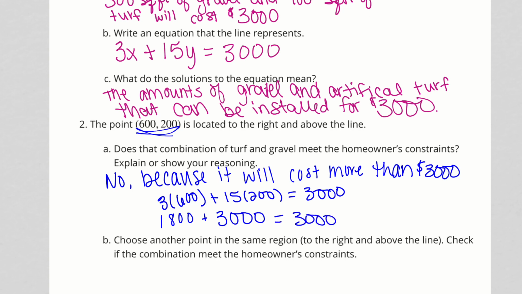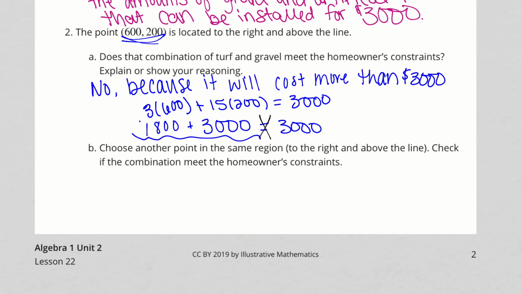We can see, oh, wait, yeah, that's right. Okay. We can see that this is going to cost way more. So this does not equal 3,000. Okay, it's going to be more. It should be 4,800. Okay.